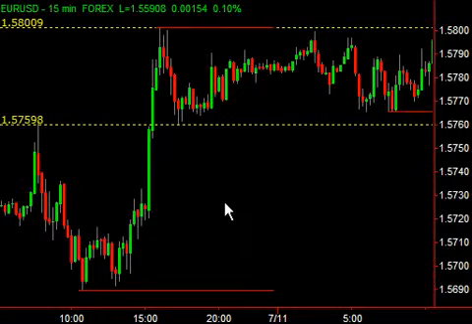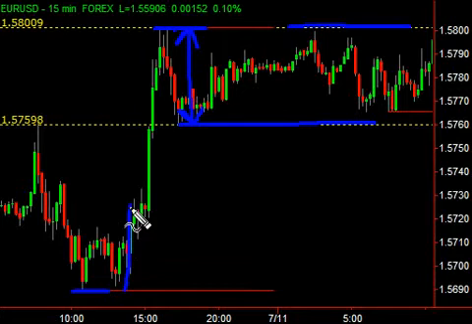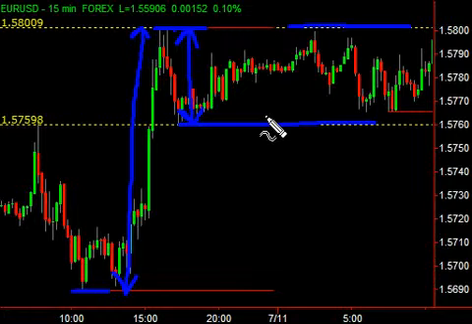The next thing that I want to note with the range is, is this range at an ideal location? What I'm looking for is for this range to be at the high end of the previous day's high-low range. So these solid red lines are the previous day's highs and lows. What I can see is that this range is at the top portion, the top third basically, of the previous day's high-low range. That's an ideal location that I'm looking for.